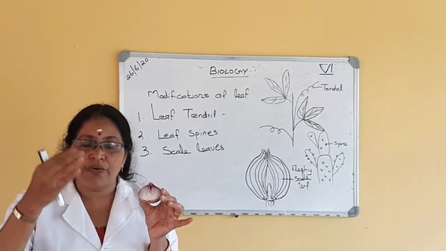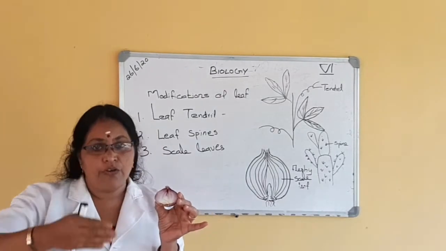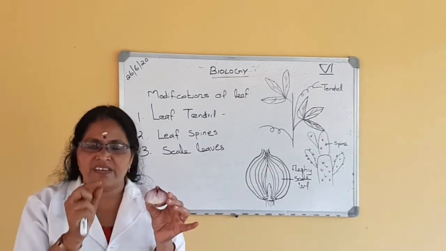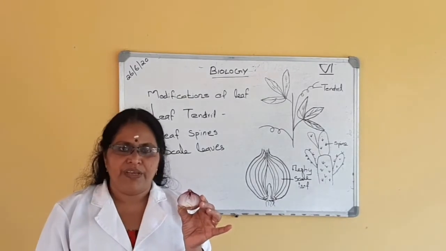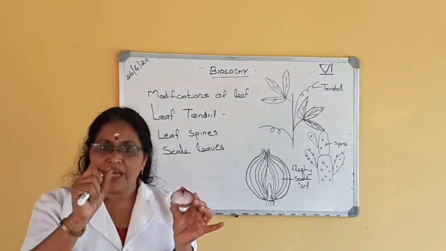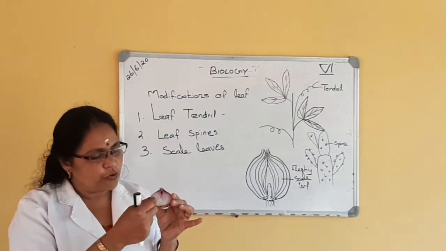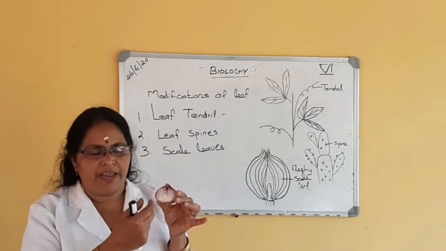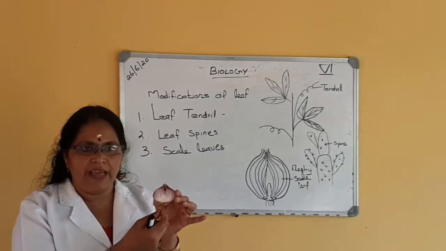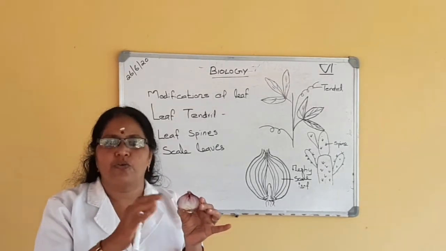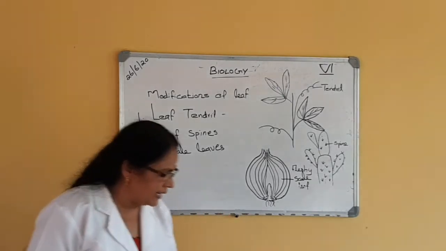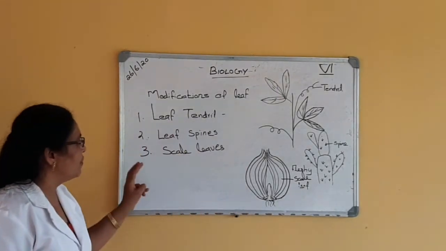In the center, when you cut an onion into two pieces, you can see a small white portion. That is the growing bud. That growing bud gives rise to a new plant. So to protect the growing bud inside, the leaves become scaly and fleshy to store food in that. So these are the three types of modifications found in leaves.